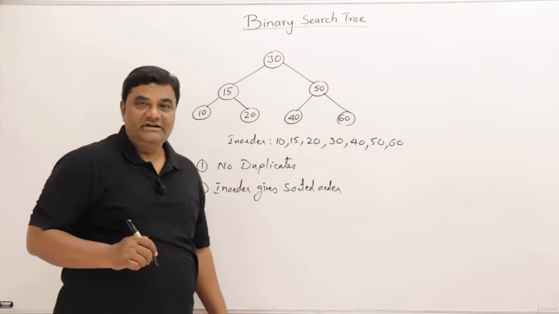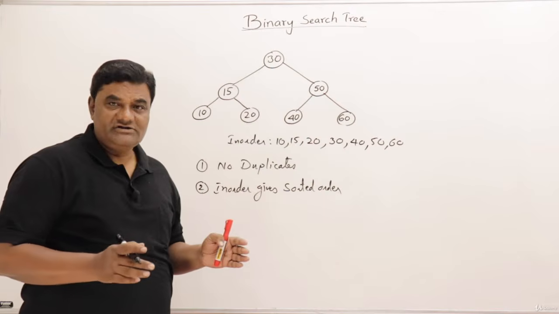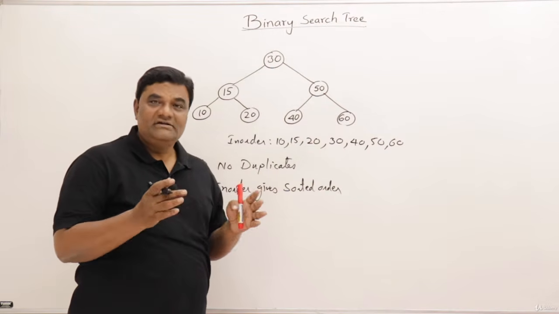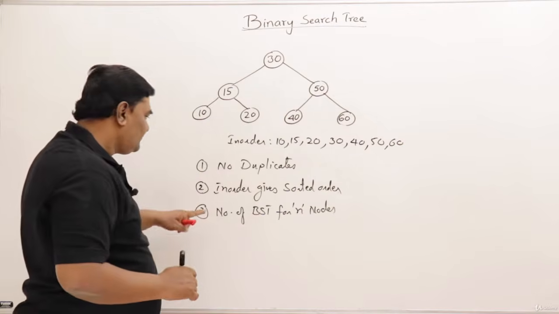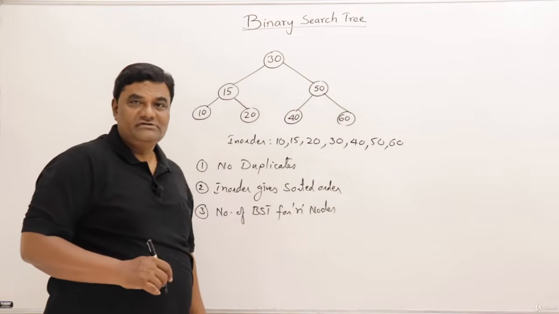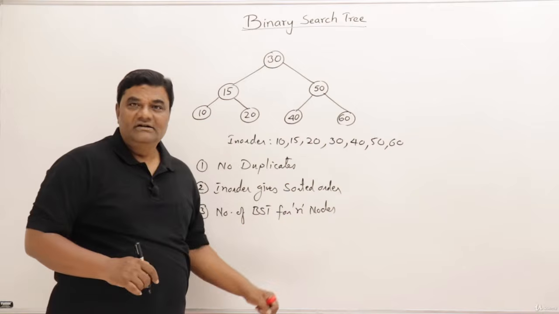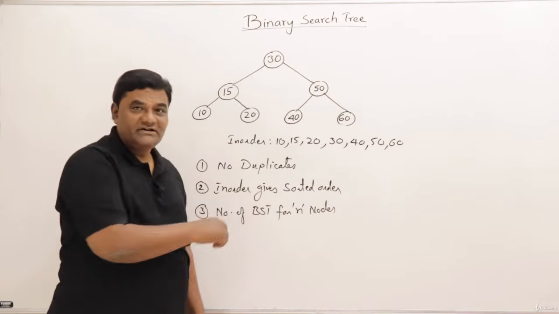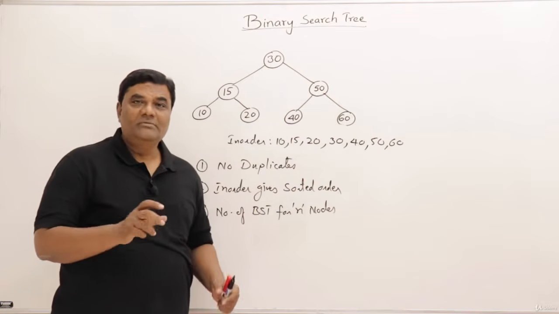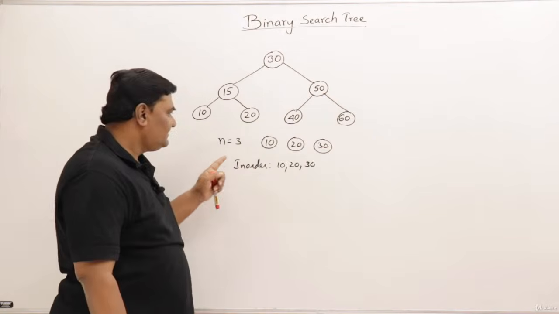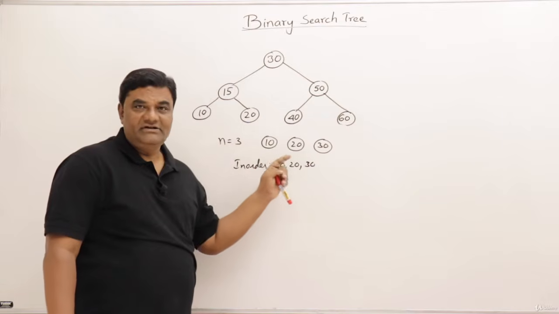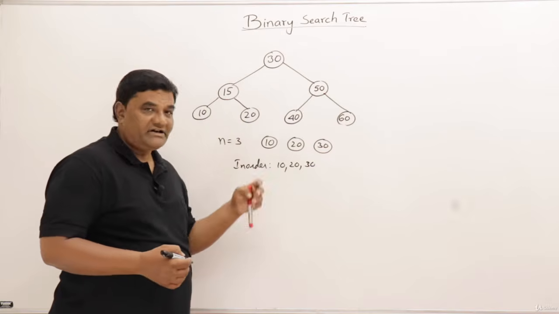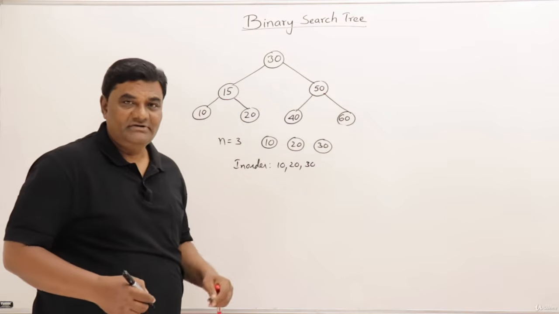Then third property. If we have some nodes, then how many different binary search trees can be created for the same set of nodes? So number of binary search trees for n nodes. So the third and the last one is the number of binary search trees for n nodes. I'll remove this and show you for n nodes how many binary search trees are possible. See here I have 3 nodes 10, 20, 30. Then I want to generate binary search trees from those 3 nodes. So what are the different shapes possible?